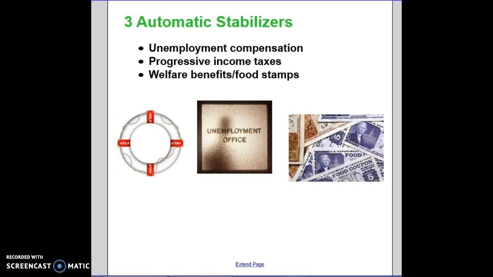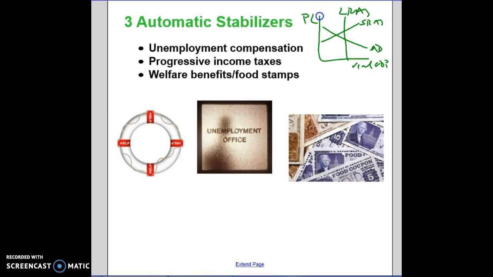So think about when the economy is in a recession, right? So we've got our PL, our real GDP. We've got our long run. Here's our potential GDP, and here's where we are.